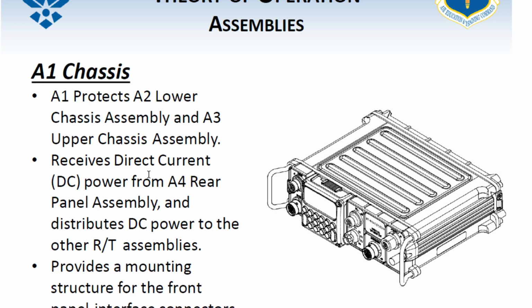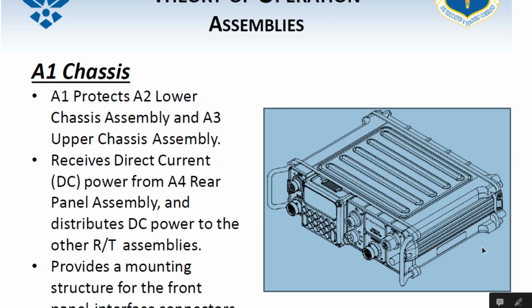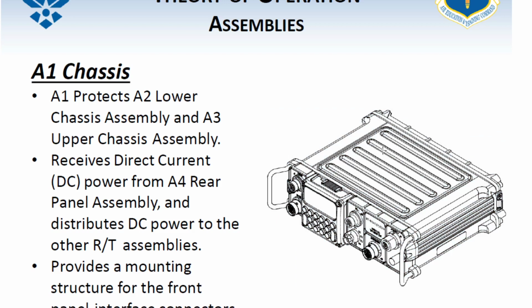So as the upper chassis assembly, all these things are contained in here. It contains the A2, the A3. It has the A4 in there, but as you can see, the A4 is the rear panel, so you can pull it out. They're talking about the internal side of the A4 being in there. It provides a mounting structure for the front panel interface connectors, the A5 KDU. This can actually come off. That's what it's talking about.